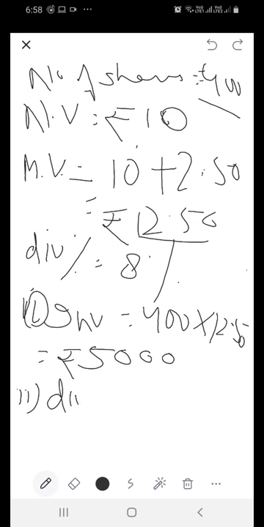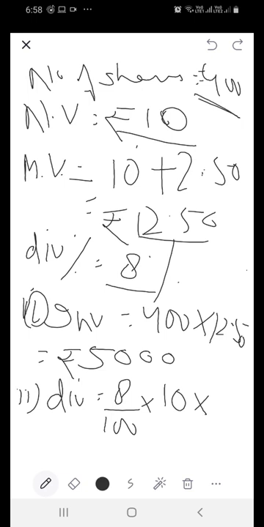Now in the second part you have to find the dividend received. Now I think dividend you can find. Dividend received is dividend percentage 8 upon 100, into nominal value 10 rupees, into number of shares 400. After putting these values, you get the dividend as rupees 320.